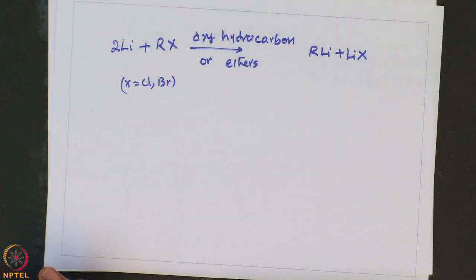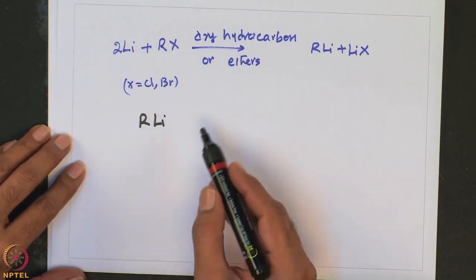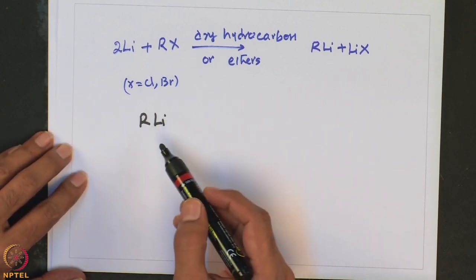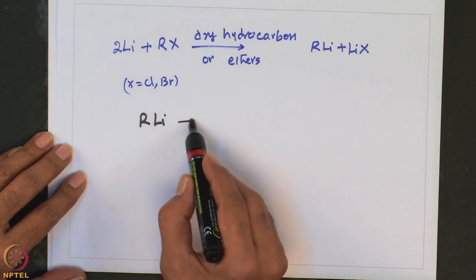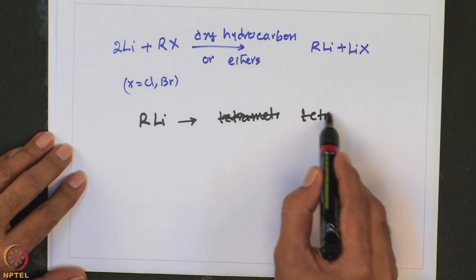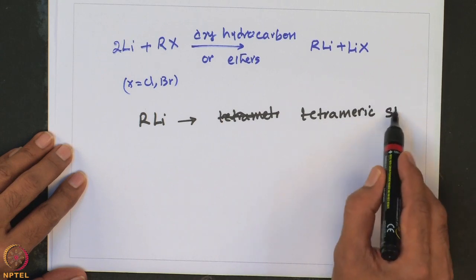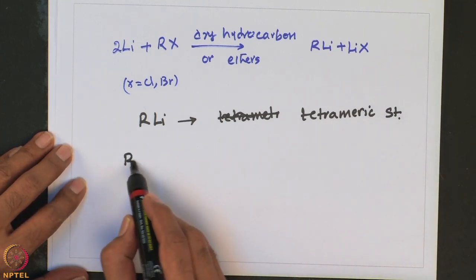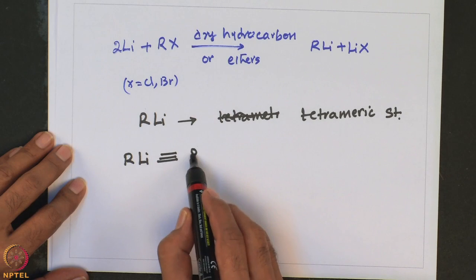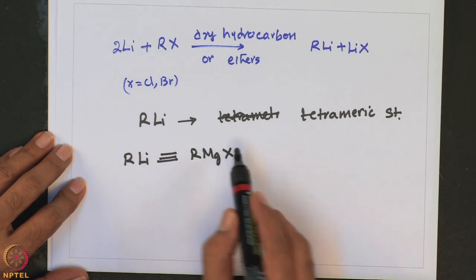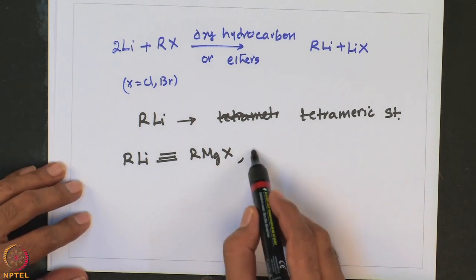So if we take generally RLi, where R is an alkyl group or aryl group, they associate. In the case of methyl lithium, n-butyl lithium, and sec-butyl lithium, they exist in the form of a tetrameric structure in the solid state. And when it comes to reactivity, it is very similar to Grignard reagent. Of course, I will be discussing more about Grignard reagent along with the chemistry of group 2 elements and also R2Mg.